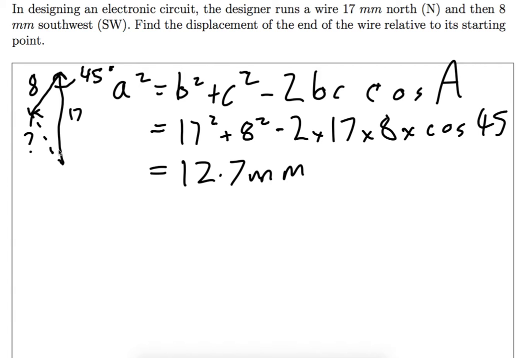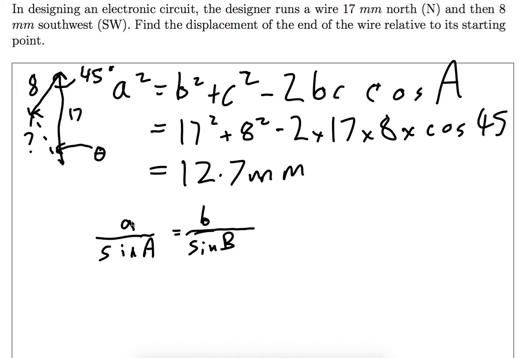Now we need to find the angle in here, which we'll just call theta. So for that, we're going to use the sine rule, which is a over sine A equals b over sine B. We're not using the same sides as A and B as we were before, in case that's unclear. Now we're going to use the 8 millimeter side as A, because that's the one opposite the angle that we care about, and we're going to use the 12.7 millimeter side as B.